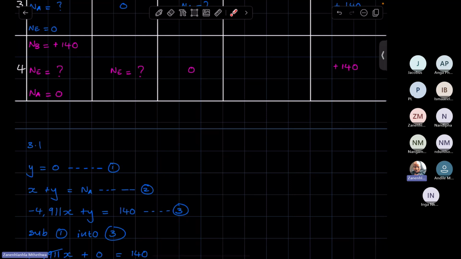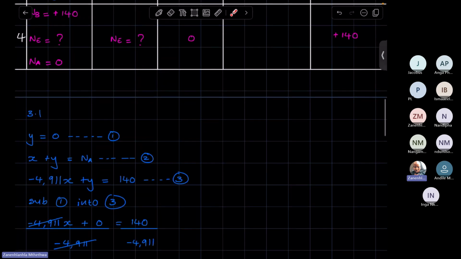Next, you identify what it is you're looking for. Once you've formulated your equations, you look at what you're looking for. We're looking for NA. To get NA, you need both x and y. From our equations, we already have the value for y. So y is equal to 0. Now we need to get x. Once we get x, we substitute both here to get NA.